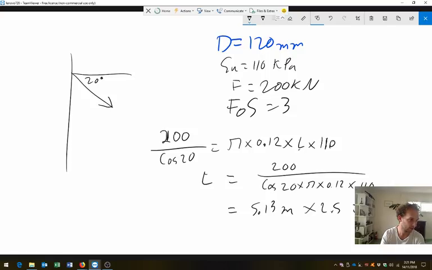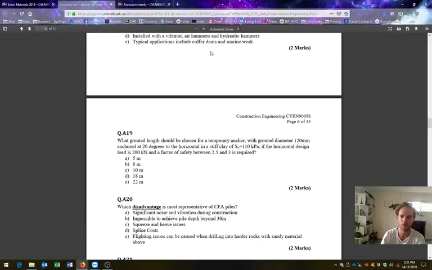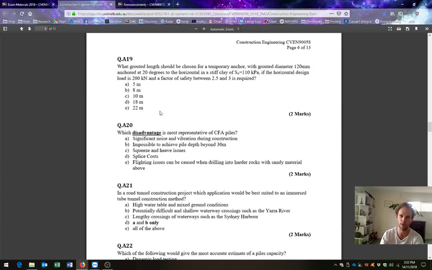I don't think I've made any mistakes. Not yet, hopefully. 5.13 times 3 is 15.4 meters. So what does that mean? Looking at our answers here, we're in a little bit of trouble, aren't we? Because none of these quite line up. I've either made a mistake or not. I actually can't remember. But if this was the case in the exam, I'd choose 18 meters because it's going to give us a slightly larger factor of safety, which is safe. So yeah, I would choose 18 meters in this instance. Double check the calculations there. If I'm right, then just round up to the nearest answer.